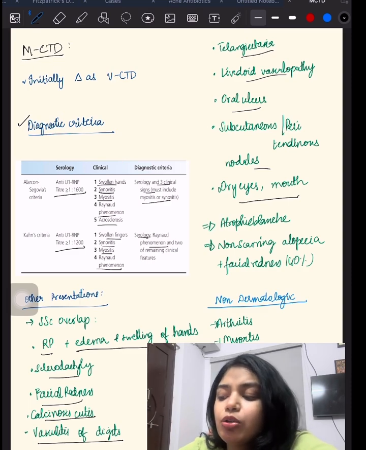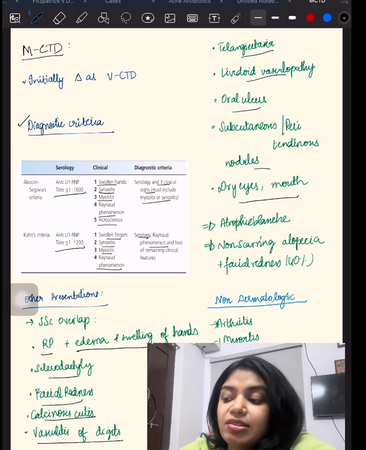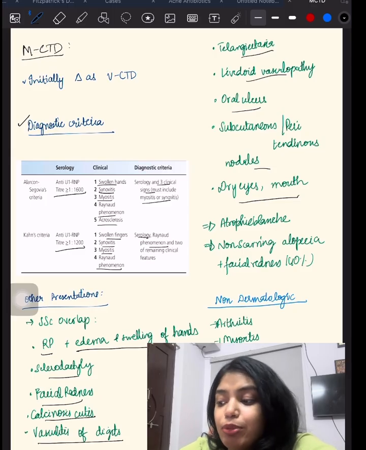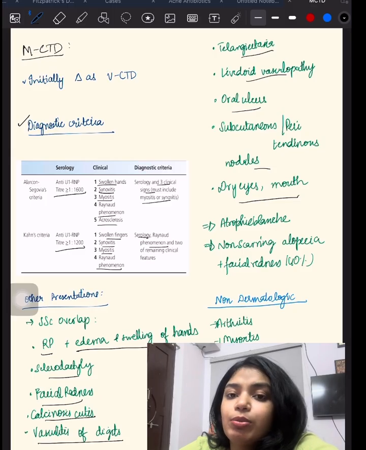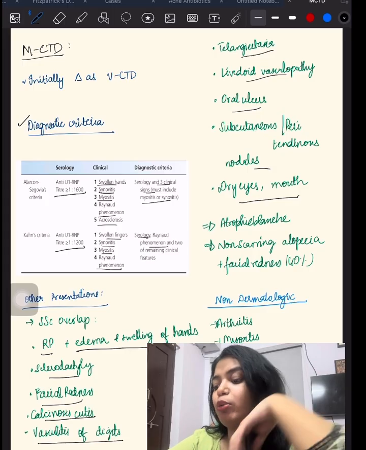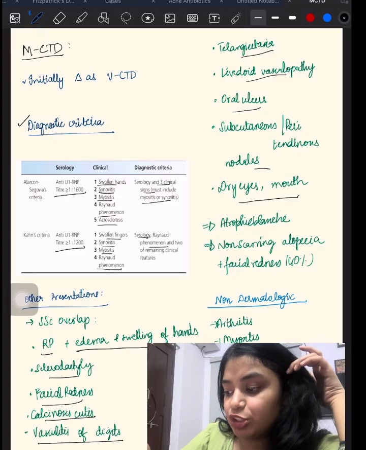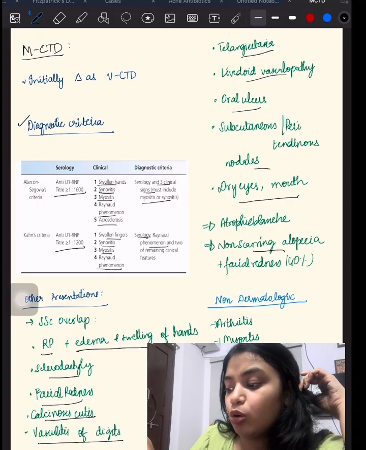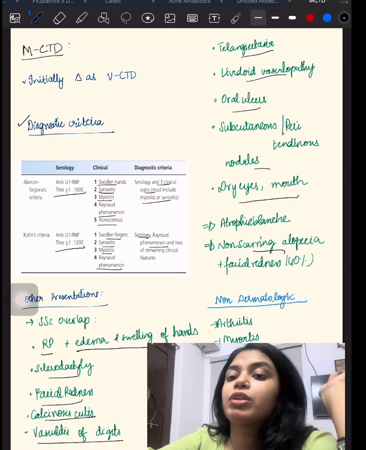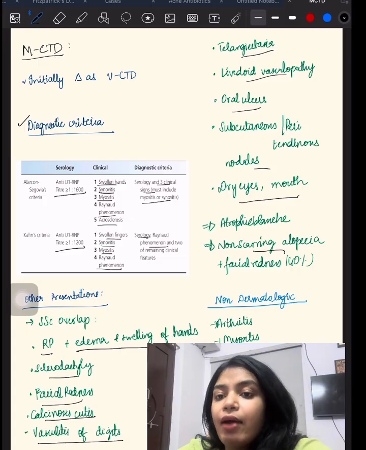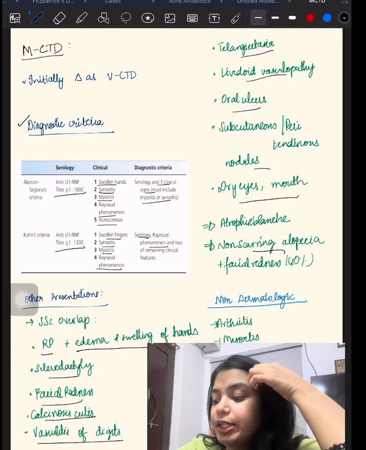And one is similar to SLE, in which oral ulcers, telangiectasia, livedoid vasculopathy can be present. And one is similar to Sicca syndrome, in which dry eyes, dry mouth can be present. Then some other non-specific features can be atrophie blanche, non-scarring alopecia also. In about 40% of the cases, they usually have a non-scarring alopecia with facial redness.